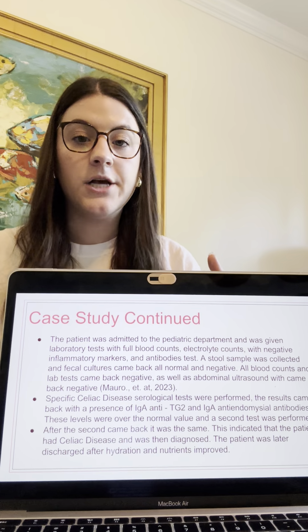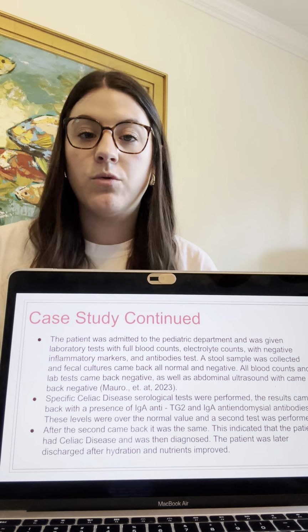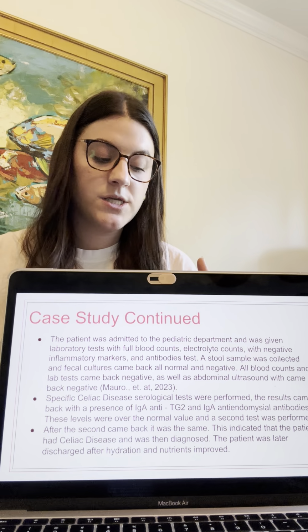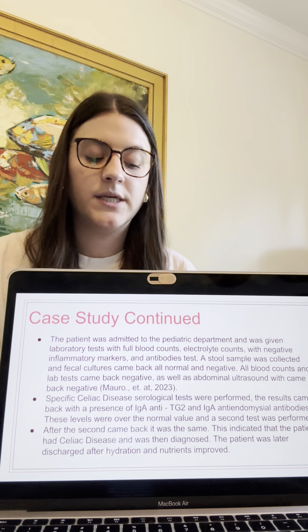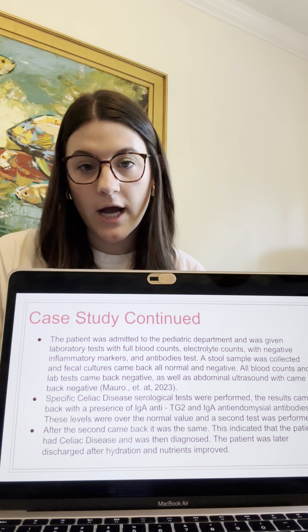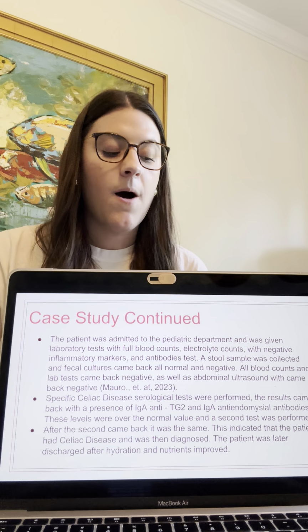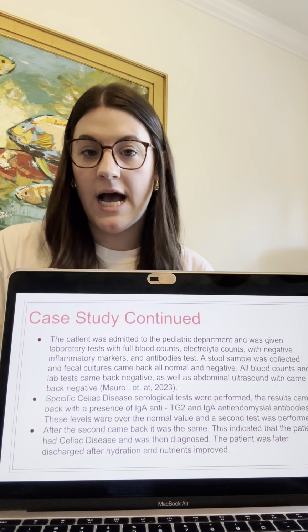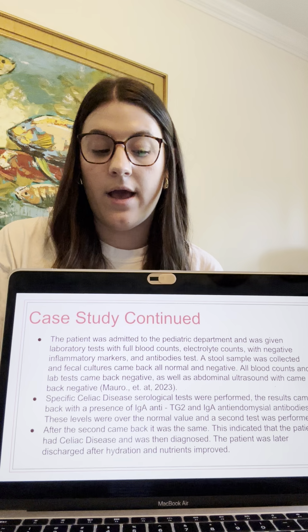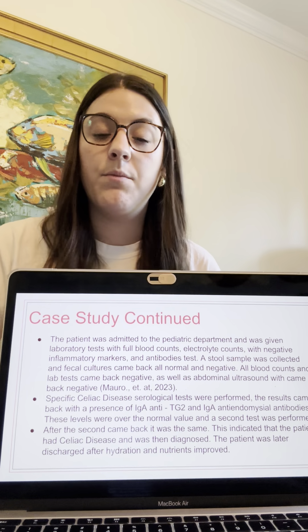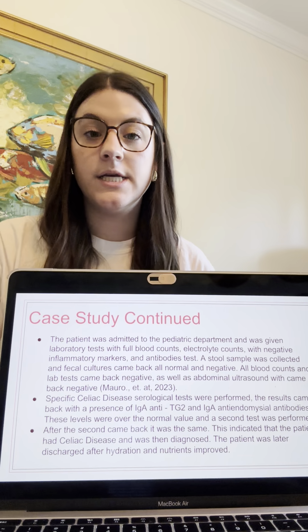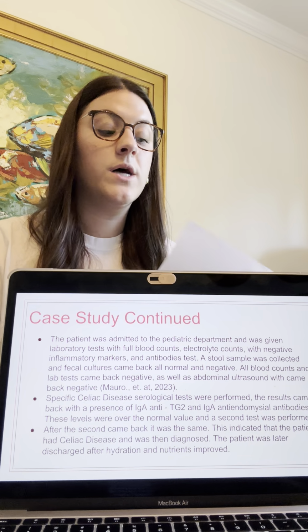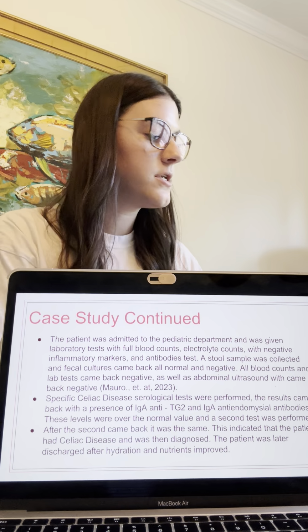So another test was performed just to double check. When that second test was done, it indicated that the patient still had those same levels, and then the patient was later diagnosed with celiac disease. The patient was later discharged after hydration and nutrients had improved, and then a month later went to his normal physician and was checked after that.